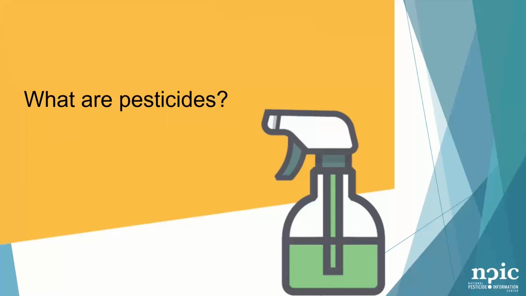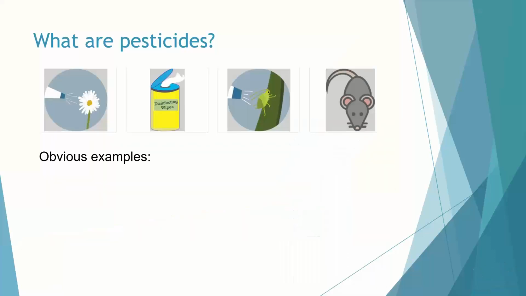So Diana already talked about what are pesticides, but you can go to the next slide. There are obvious examples of pesticides, like insecticides, insect repellents, rat poisons, and fungicides, but also the not so obvious examples that sometimes people don't think of as pesticides. Diana, if you don't mind scrolling through the different bullet points here. Sorry.